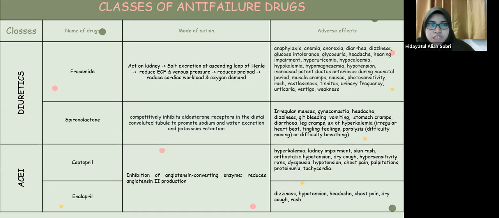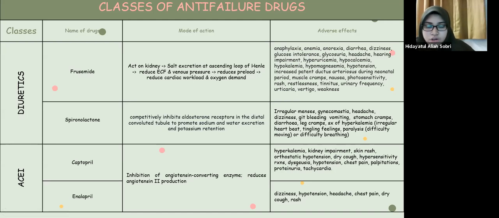So what medication do we give? Diuretics, which are furosemide and spironolactone. Furosemide acts on the kidney, so it will cause salt excretion at the ascending loop of Henle. When there is salt excretion, the extracellular fluid and venous pressure will be reduced, so preload into the heart will be reduced. So we can reduce the cardiac workload and oxygen demand of the heart. These are the adverse effects of furosemide, such as anaphylaxis, anemia, anorexia, and you can read after this.